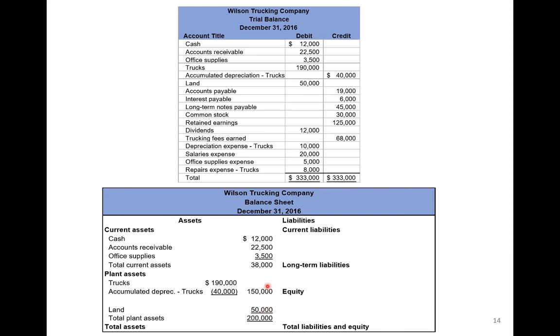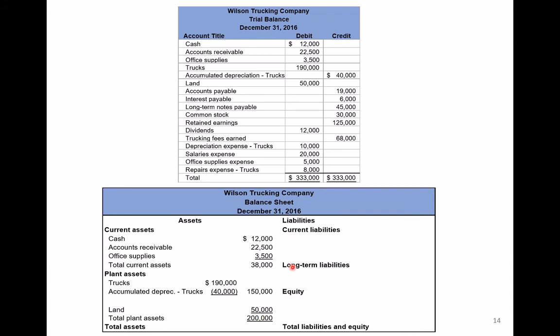Okay, so we have total probable future economic resources of $200,000. Now, the claims on these assets will be in two forms: creditor claims known as liabilities and stockholder claims known as stockholders' equity. These will total up also to $200,000. So long-term liabilities plus our total of equity will also equal $200,000.